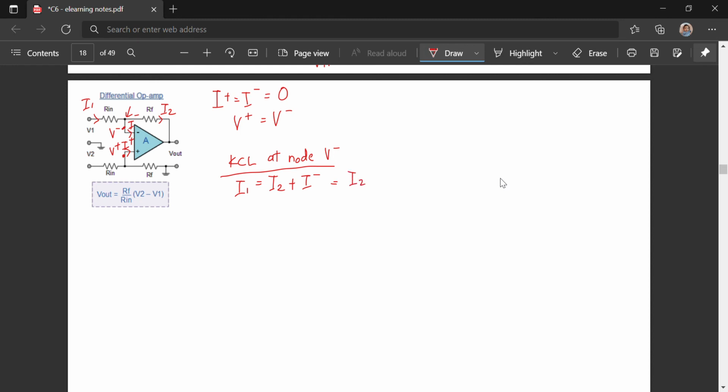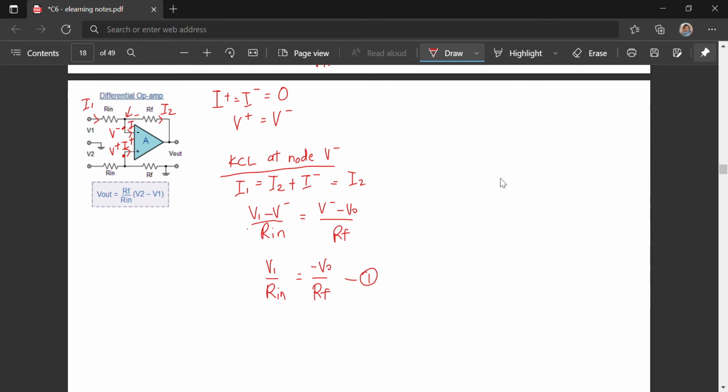So we take Ohm's law for this current. We have V1 minus V minus divided by R in equals I2, which is V minus minus V out divided by R F. Therefore, we have V1 over R in equals minus V out over R F. So this is the first equation.